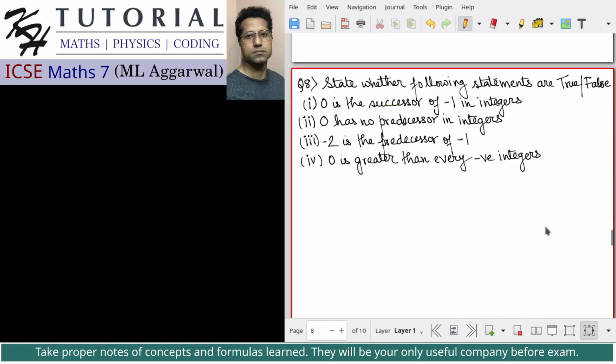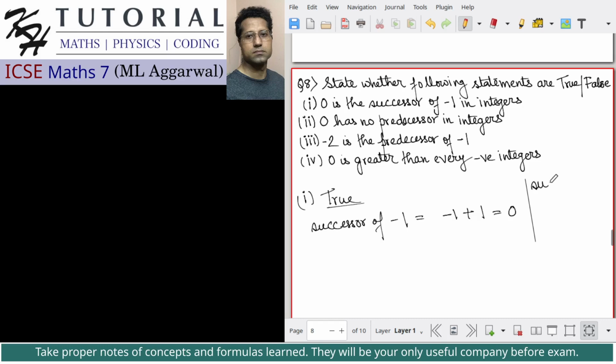Question number 8, state whether following statements are true or false. The first one says that 0 is the successor of minus 1 in integers, which is true. Why? We know the successor of minus 1 is equal to minus 1 plus 1, which is equal to, since minus 1 and 1 are additive inverses of each other, it must be equal to 0. So these are very fundamental concepts you must be well aware of, but still I am discussing it.